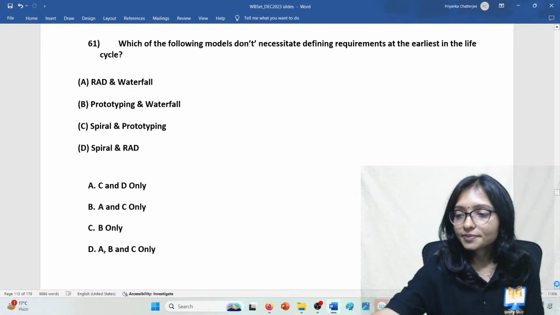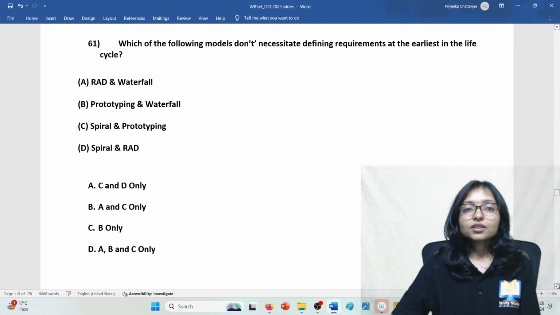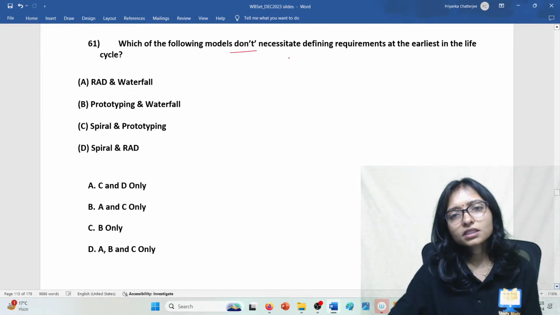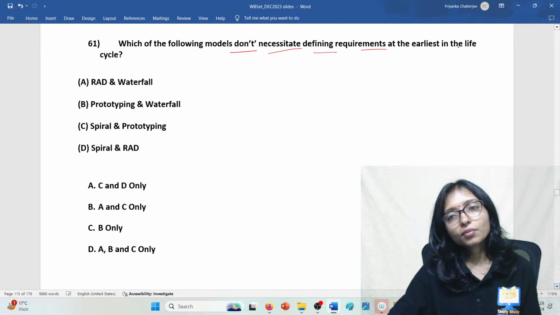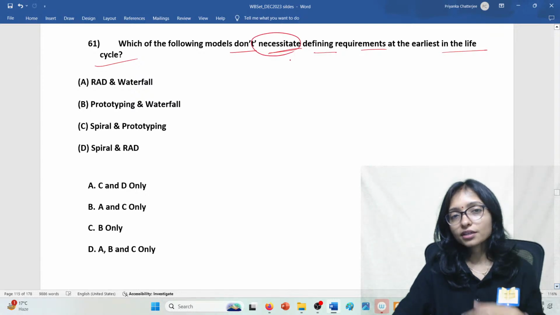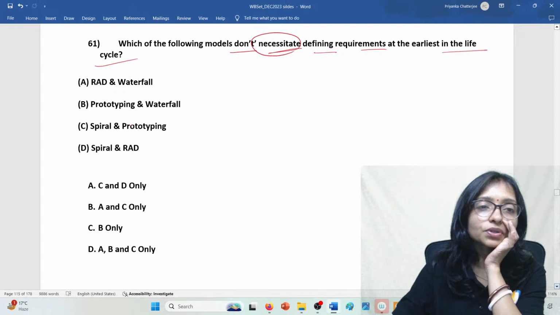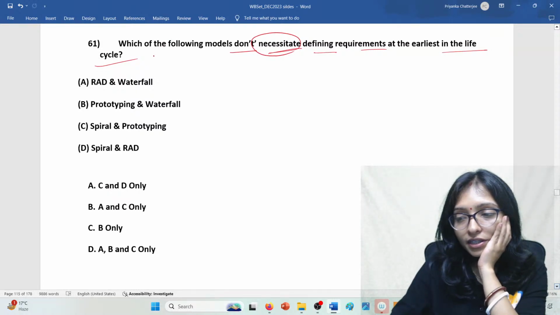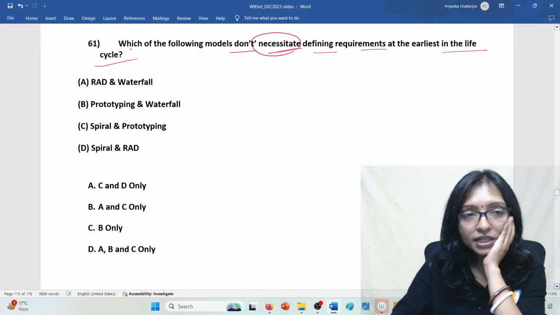Now do this. Which of the following models doesn't necessitate requirements at the earliest? Not necessary. Doesn't necessitate means which one is actually not necessary, right? So here which one is the correct answer?